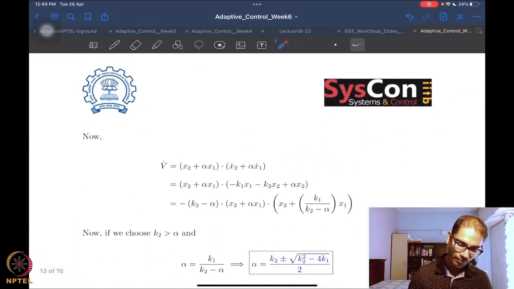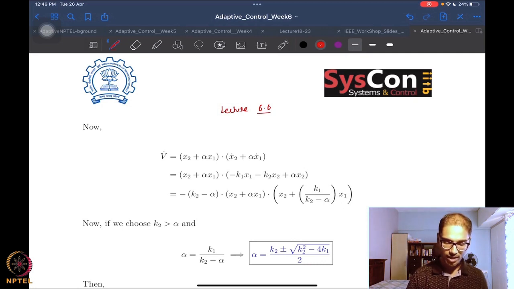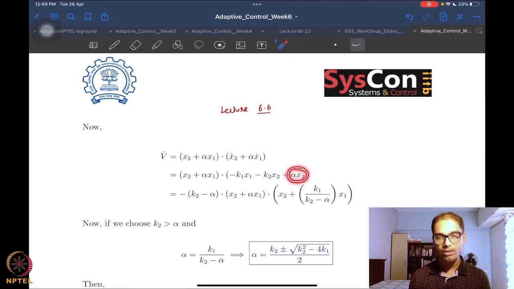So this is where we are today, lecture 6.6. How do we use this? We take the derivative of this V, and that's x2 plus alpha x1 times x2 dot plus alpha x1 dot. I simply substitute for the derivatives from our dynamics. x1 dot is of course x2, and x2 dot was minus k1 x1 minus k2 x2, which is the standard spring mass damper dynamics.